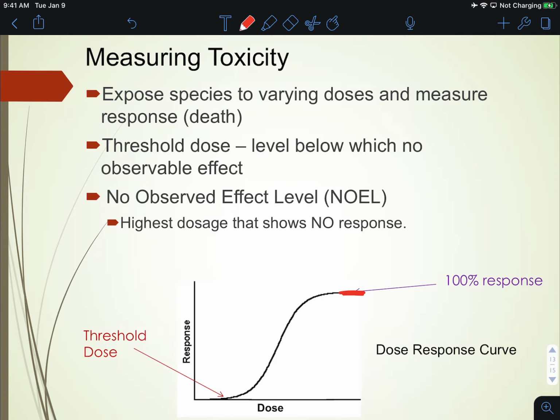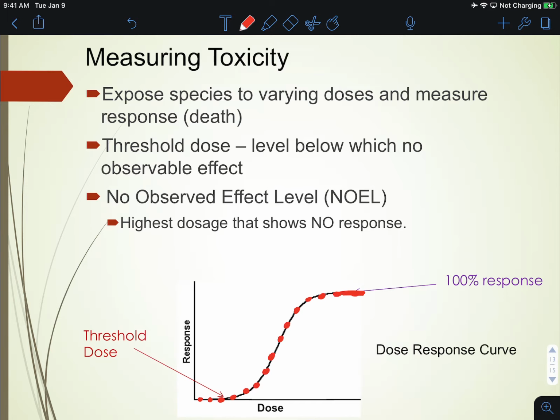What that means is, first let me say that you have to realize this is generated by a bunch of data points. So it's not really a curve. It's a curve fit to data points. So there's individual data points here. Okay, let's say those are our individual data points. Well, a threshold dose is the level below which there's no observable effect.